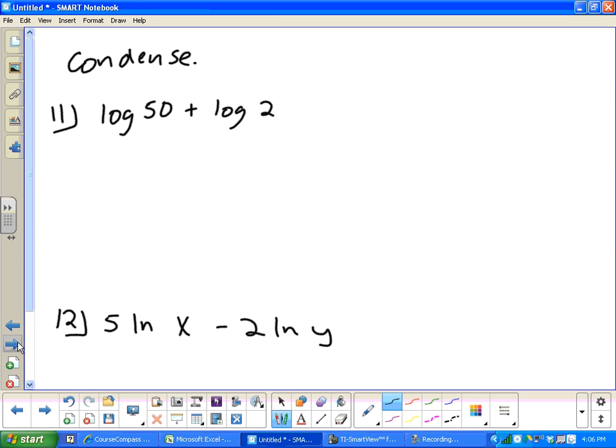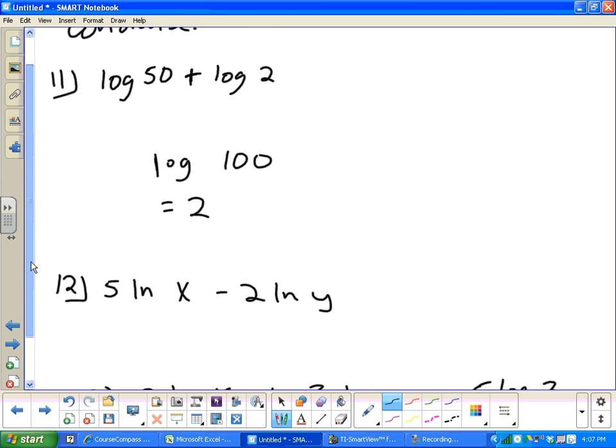Okay, number 11 and 12 here, we're just doing the opposite. We're actually condensing. So we're going from maybe 2 or 3 logarithms down to just 1 logarithm. So with the addition right here, what I'm going to do with 50 and 2 is actually multiply. 50 times 2 would be 100. So I would get the log of 100. Now, there again, if we can evaluate this, we need to, and we can evaluate this one. We have to understand here that the understood base that's not written right there is 10. So we can ask ourselves 10 raised to what power would be 100, and so that would be 2. So this would just be equal to 2 there.